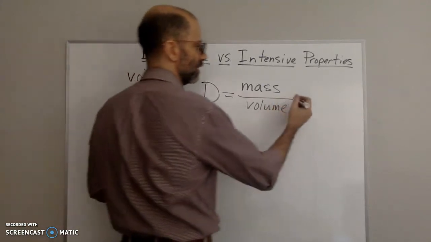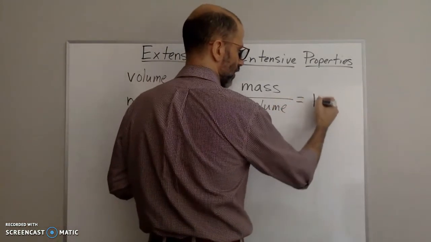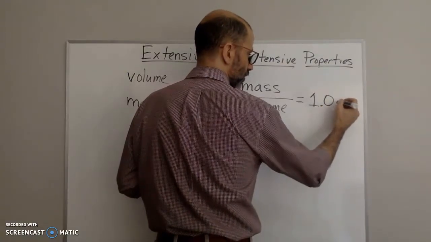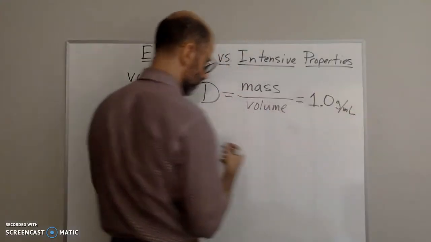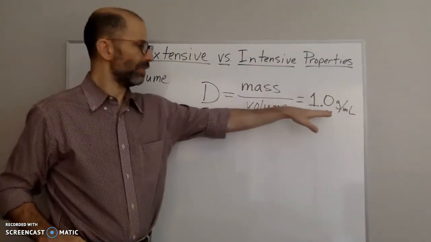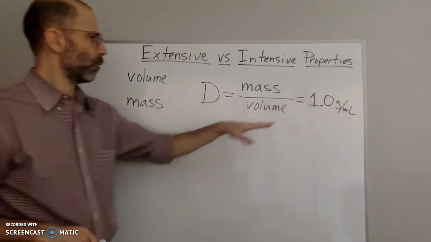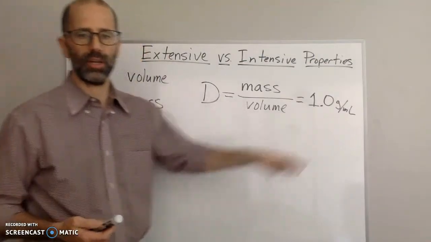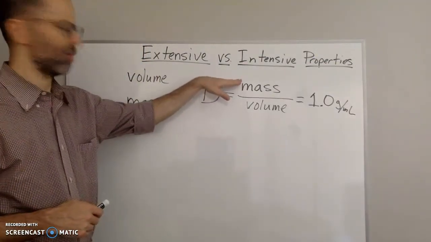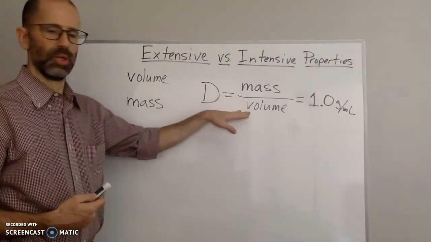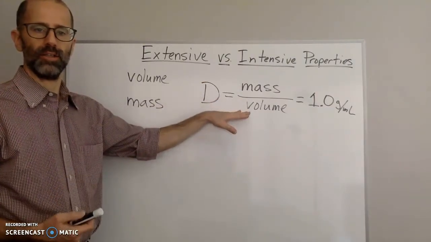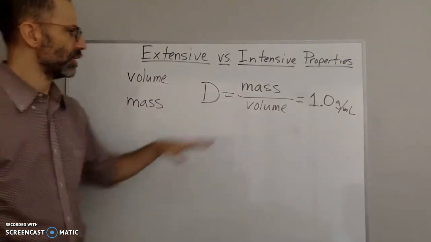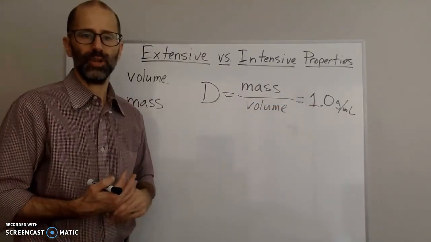For example, the density of water, we'll say, is 1 gram per milliliter. What that tells me is that for every gram of water I have, I have 1 milliliter. So it's a 1-to-1 ratio. So 1 gram of water is going to give me 1 milliliter of water. So that's the ratio, 1-to-1. This ratio is not going to change regardless of how much water I have.